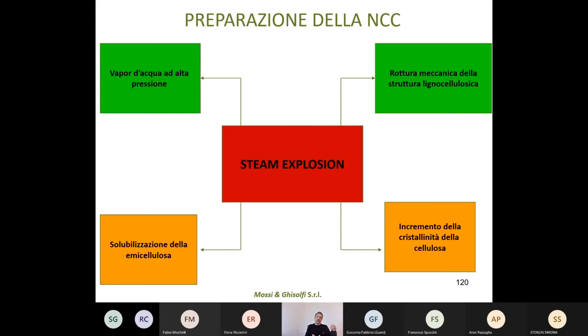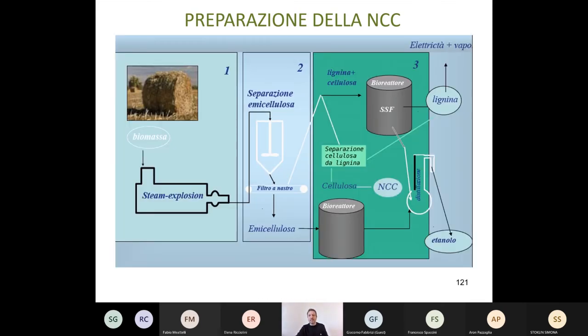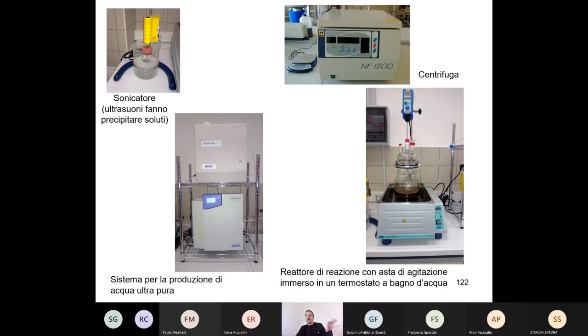There are also some countries in the world that have just started industrial production of nanocrystalline cellulose. So it's not only research, but development at the industrial scale. And these are some laboratory systems we have for the production of NCC. We produced a very small amount of NCC, but we were able to produce some grams of NCC.